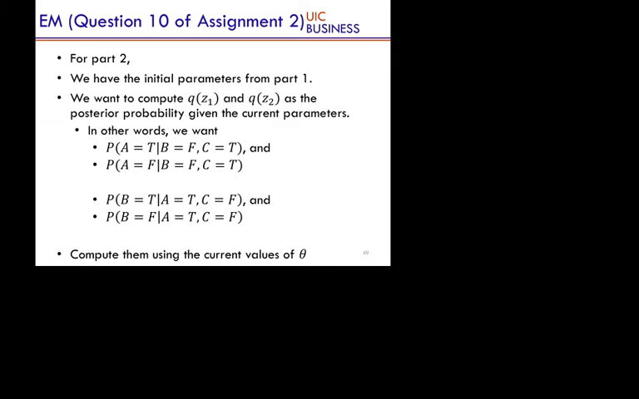So to come up with some estimates of these missing entries, Z1 and Z2 can be either true or false, right? There are only 2 values for each one of them. But I don't know what those missing values are. So for that, I'll try to create 2 objects, Q of Z1 and Q of Z2, which capture the posterior probability of what value the Z1 box or the Z2 box can take given the current parameters.